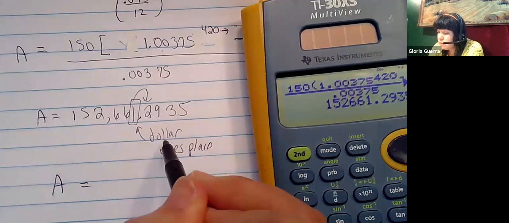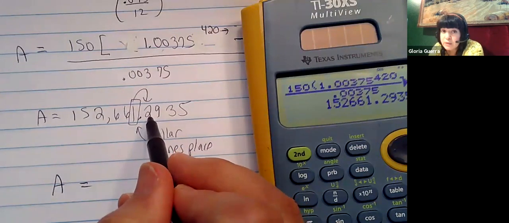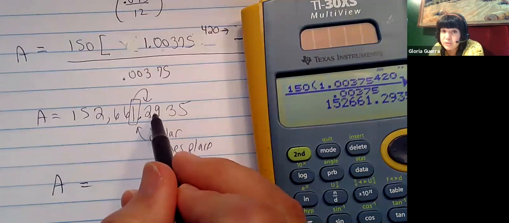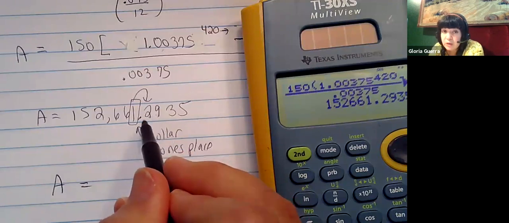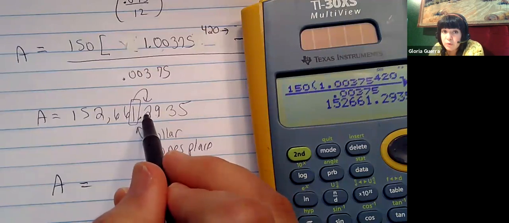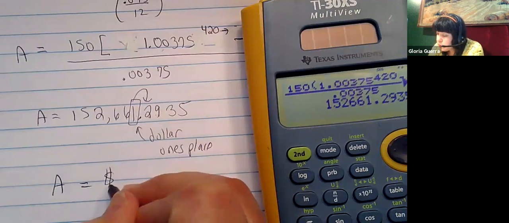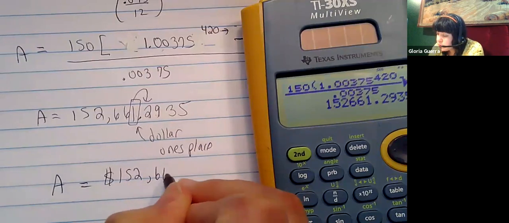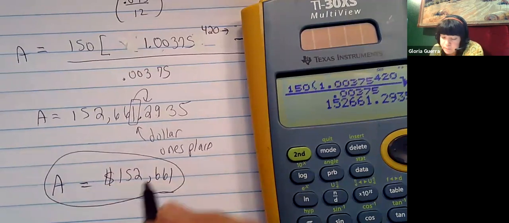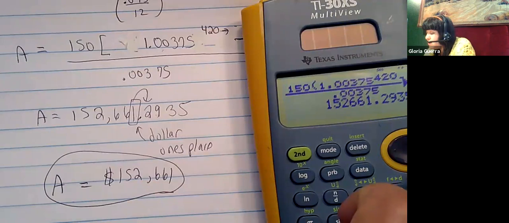They said the nearest dollar. This is not 5 or more. This is in the tenths place. This is tens. This is hundreds. Okay, they said nearest dollar. Ones place. So look at the neighbor. Is it 5 or more? No. It stays the same. So this is 152,661. Okay. All right. So that's 13. Okay, now let's go to 14.